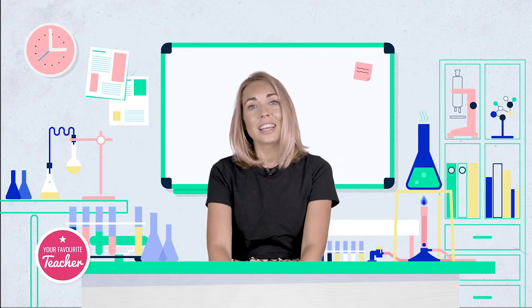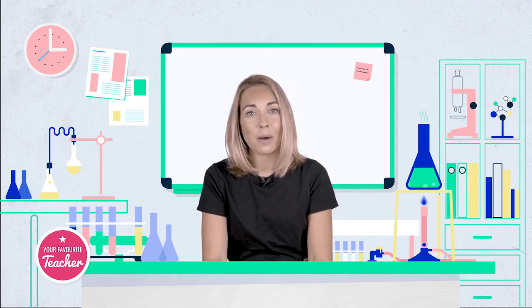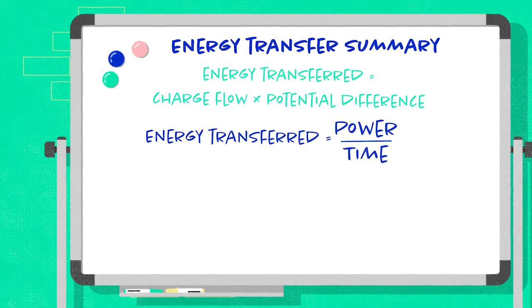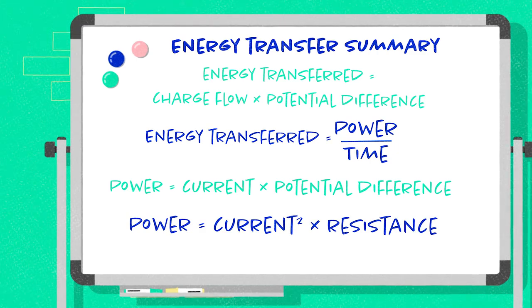So to summarise, there are a few equations you need to know to calculate energy transferred and power. They are energy transferred equals charge flow times potential difference, energy transferred equals power times time, power is current times potential difference, and power is current squared times resistance.